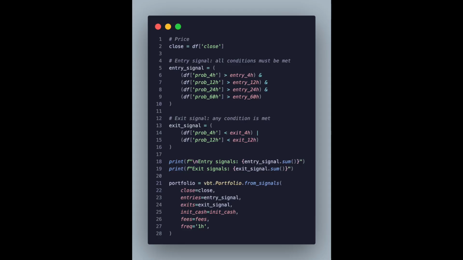I built a simple strategy using the probability signals, only probability data. Enter when all 4 horizons are bullish, exit when any short-term horizon turns bearish. Let's look at the results.